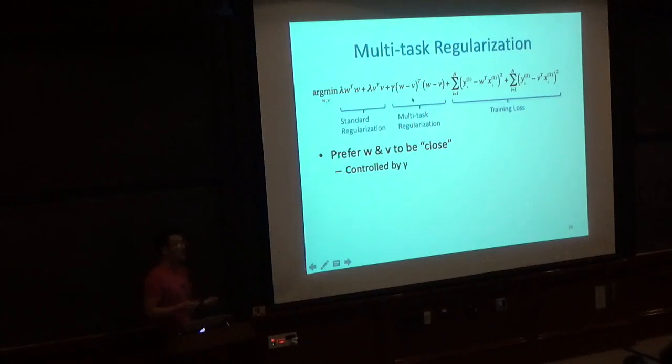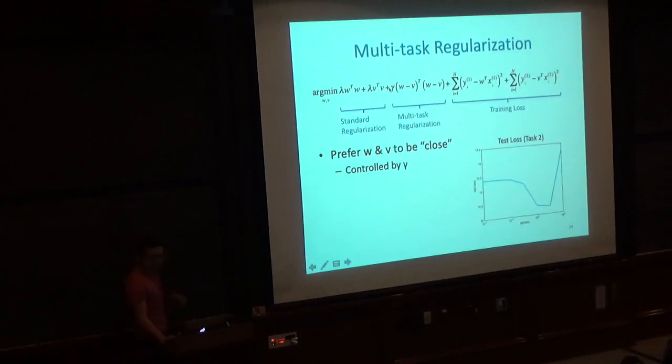So all other things being equal, we prefer W and V to be close to each other, and how much we prefer that is controlled by another hyperparameter, which I call gamma. Here I'm holding lambda fixed, and I am just plotting the test loss, in this case on task 2, for different values of gamma.